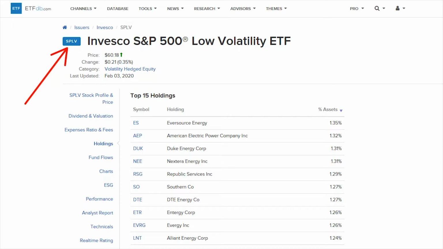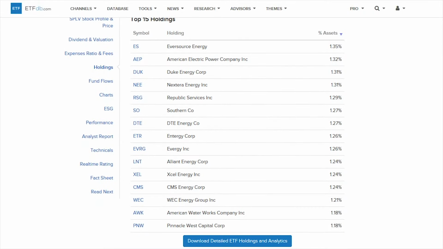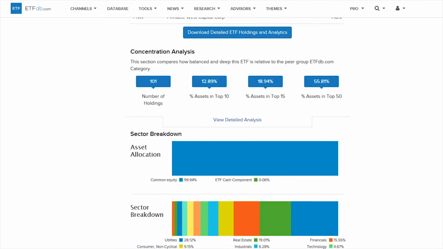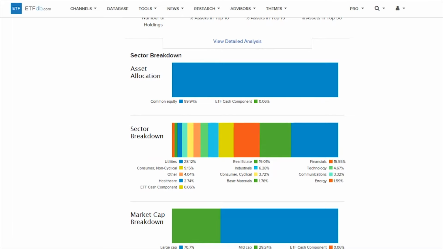And then when you look at the top holdings here, you can see it's littered with utilities. And I go down to the sector breakdown, and you can see here that the biggest sector is utilities at 28%, and then REITs at 19%. So this ETF fits the profile I would expect from a low volatility, lower risk ETF.